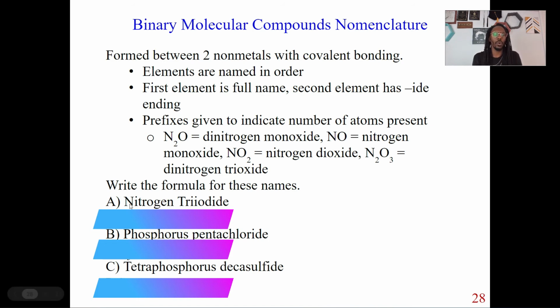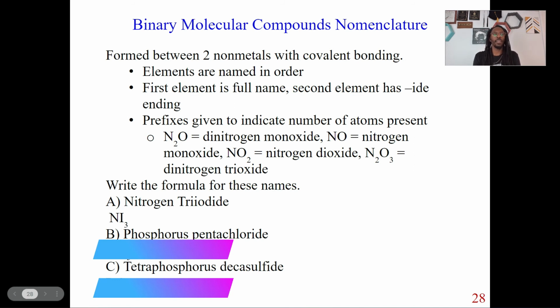Nitrogen is going to let me know that I have one N, and then I have iodide, so that means I have an I. This is also telling me that I have a tri here, so I have three I's. So I'm going to put NI3. This is my formula for nitrogen triiodide, which is NI3.